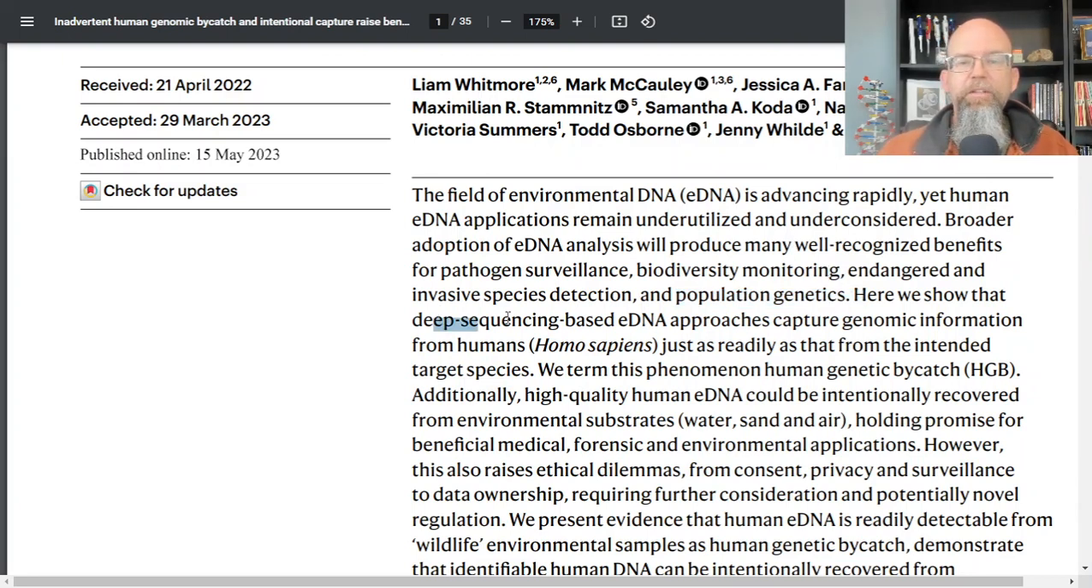Here we show that deep sequencing-based environmental DNA approaches capture genomic information from humans. Deep sequencing-based eDNA just means we're looking at more than hundreds of sequences. We're usually looking at tens of millions to billions of sequences from an environmental sample that we've taken. I'll talk a little bit about these samples in a few moments. And in those samples, we capture genomic information from human beings just as easily as we do from the intended target species. We may have something we're researching, right?